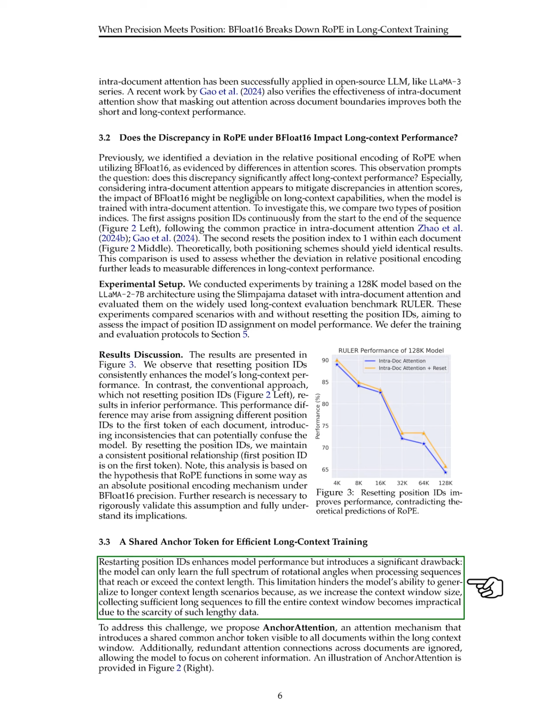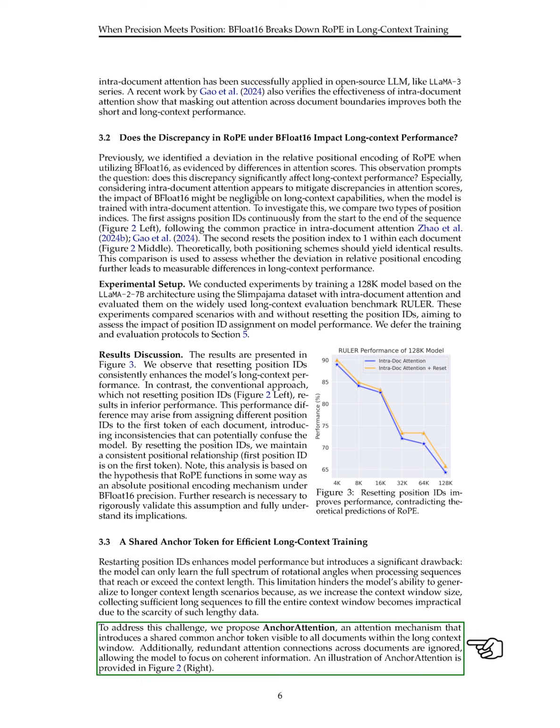While restarting position IDs improves performance, it limits the model's ability to learn the full range of rotational angles unless it processes sequences that meet or exceed the context length. This limitation makes it difficult to generalize to longer contexts due to the scarcity of lengthy data. To tackle this, we proposed AnchorAttention, which includes a shared anchor token visible to all documents within the long context window. This design helps the model focus on coherent information by ignoring redundant attention connections across documents.